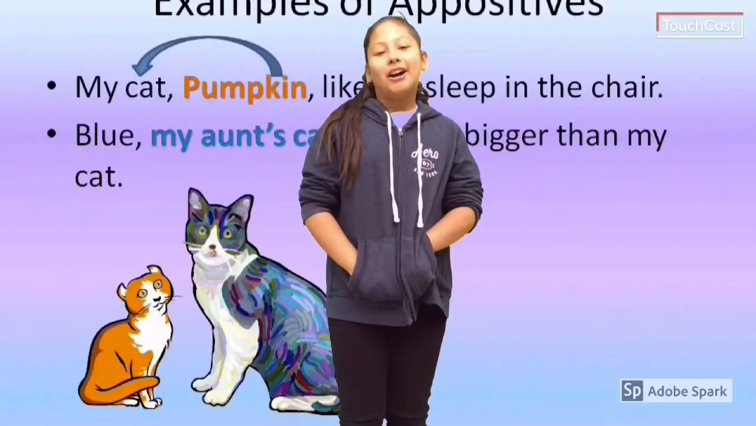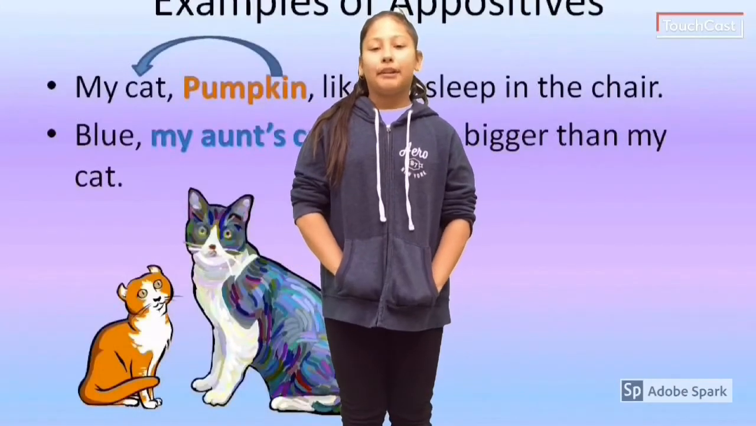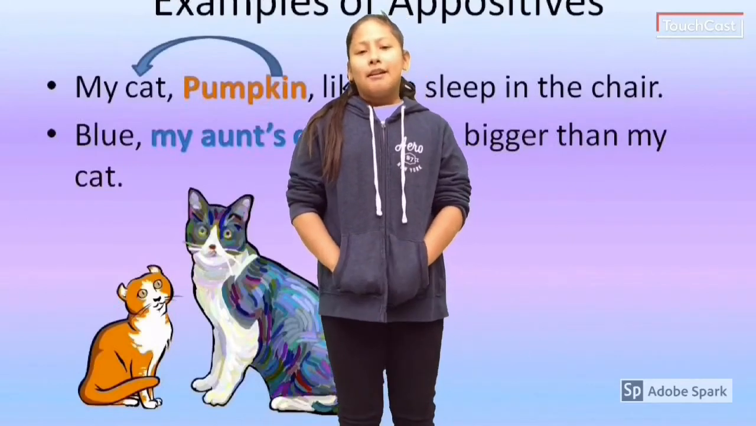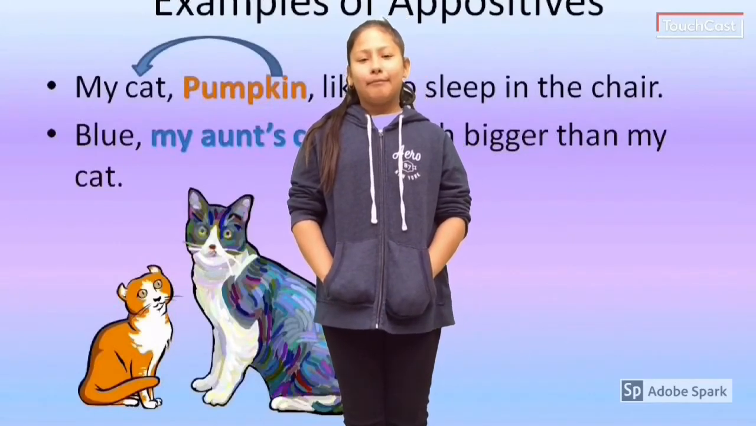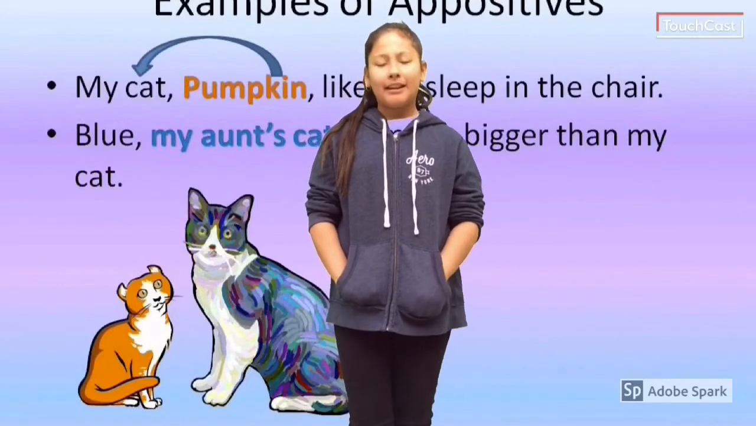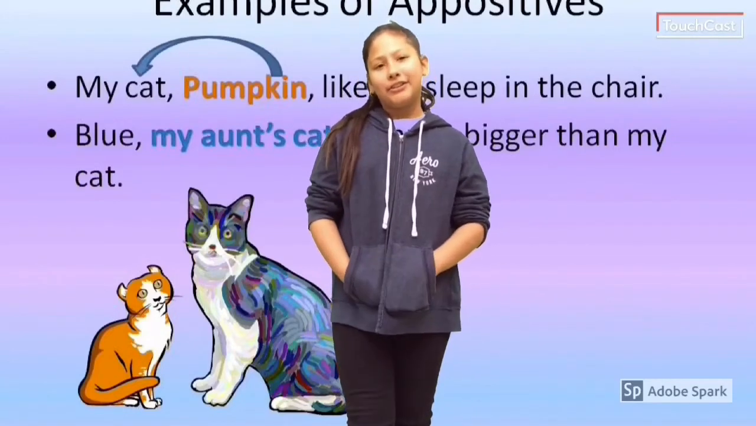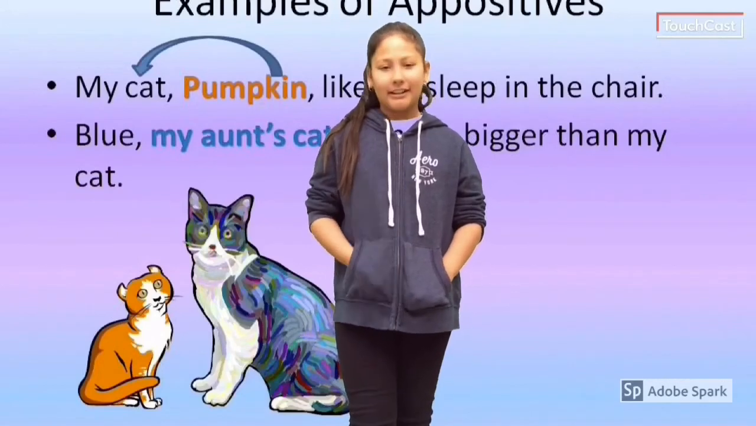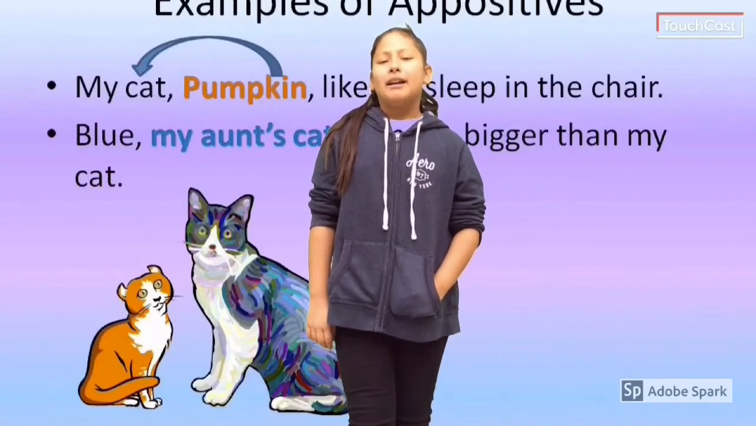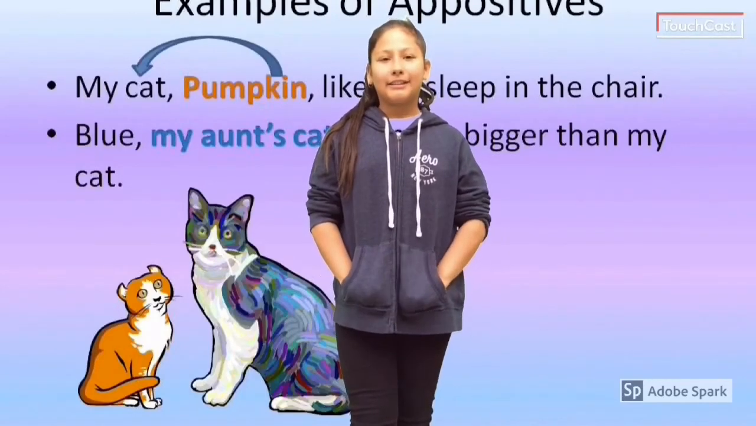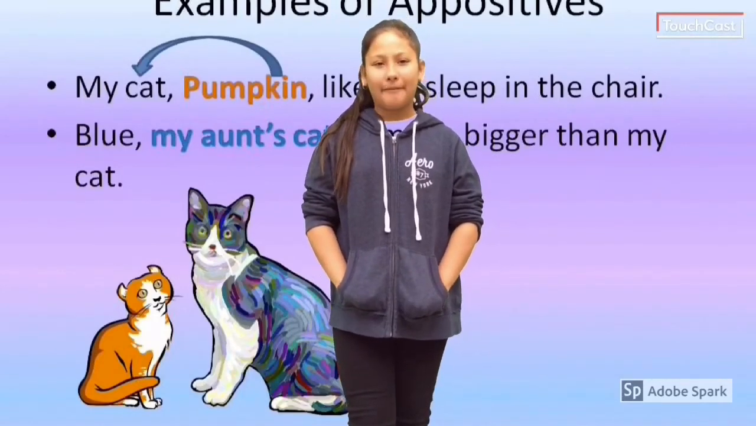Okay, now on to appositives. An appositive is a noun or phrase. For example, my cat, Pumpkin, likes to sleep in the chair. And the other example is my aunt's cat is much bigger than my cat.